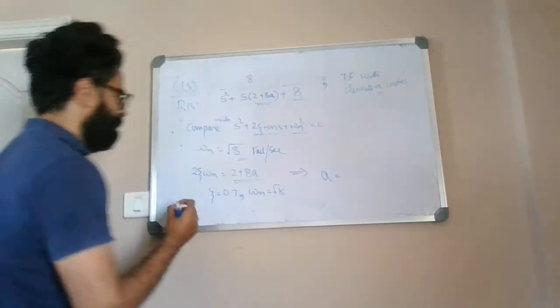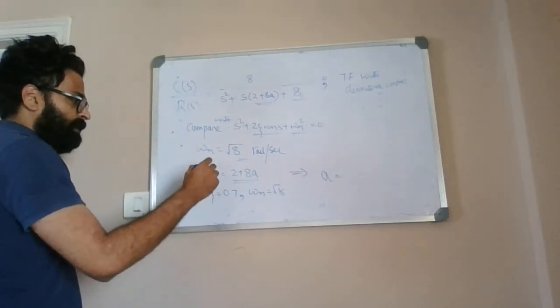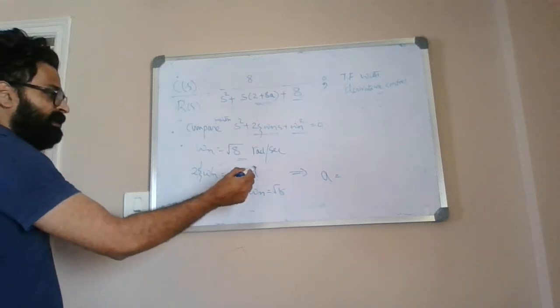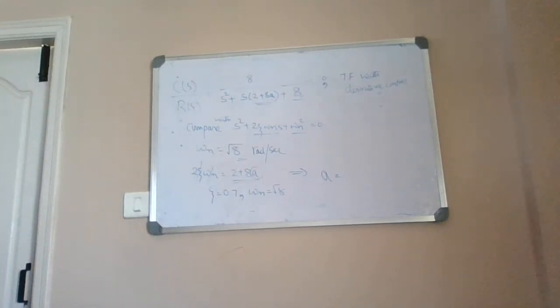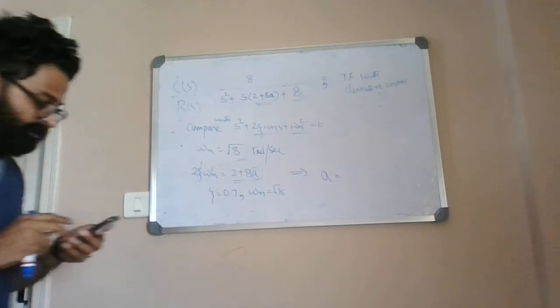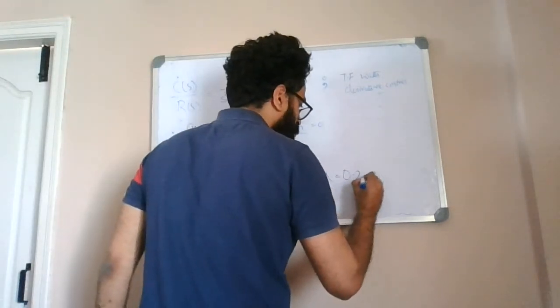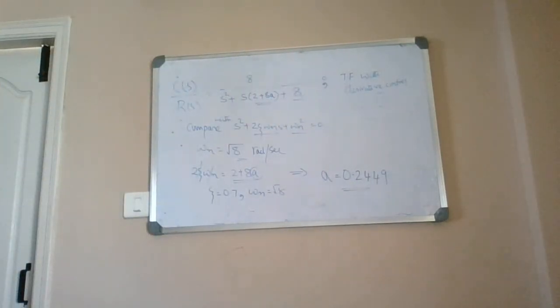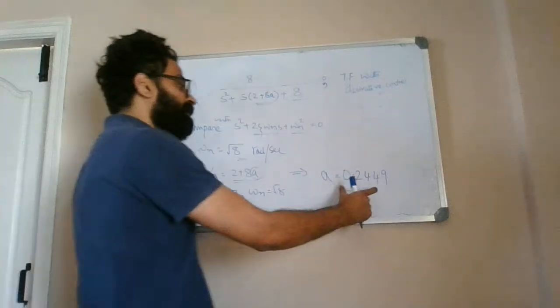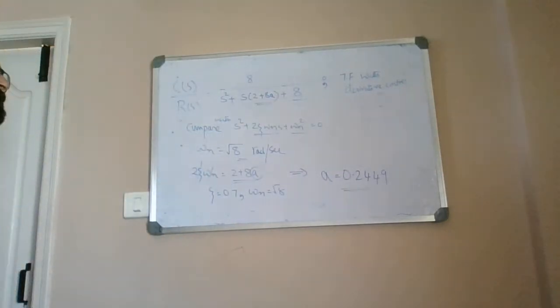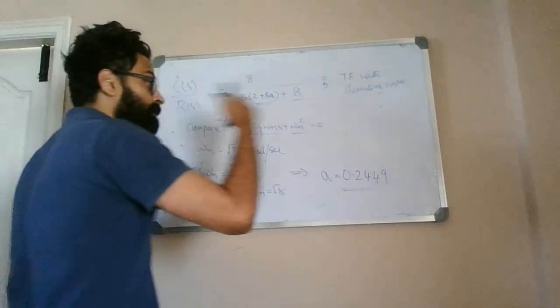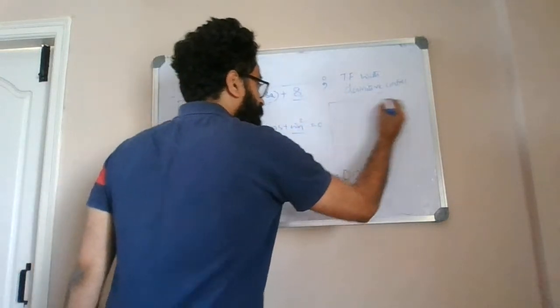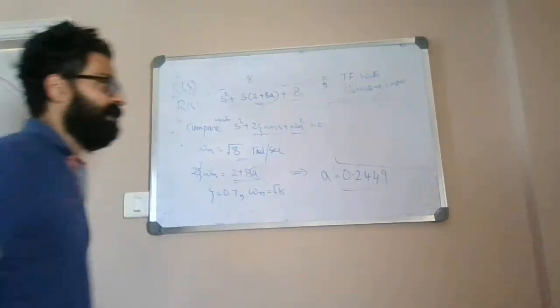So if you substitute zeta value and omega n value and simplify, you will be able to find the derivative factor a. So a value, you will get it as 0.2449. So that is the derivative factor or coefficient. All right. Fine. So that's the first task, to find factor a.